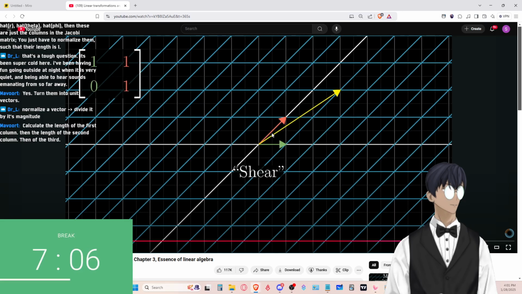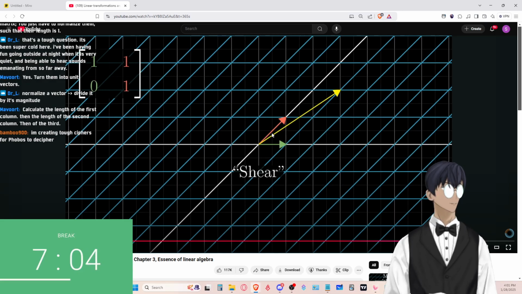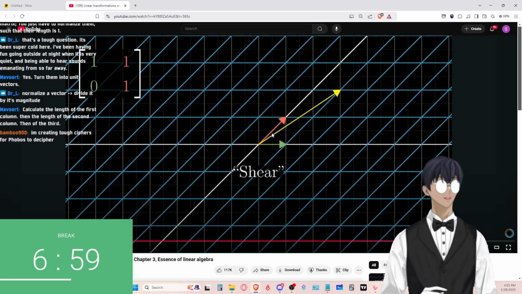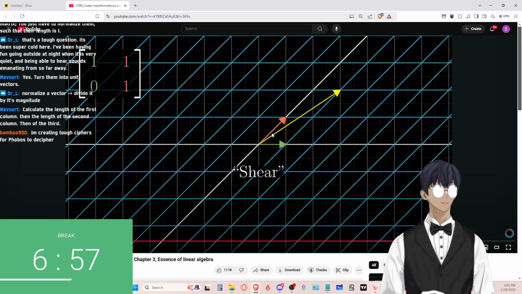Calculate the length of the first column, then the length of the second column, and then the length of the third column. Oh, okay. It's by the columns? Oh, okay.